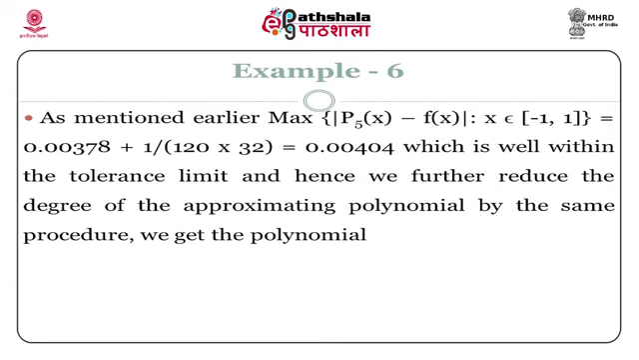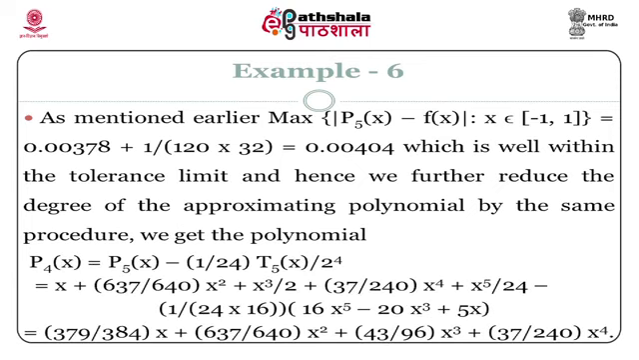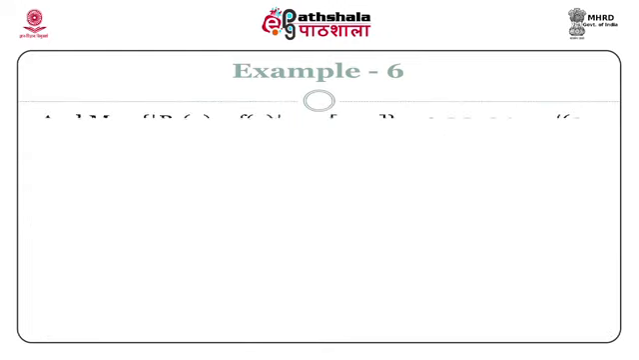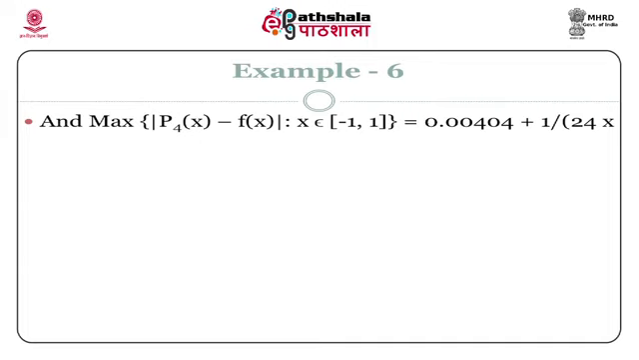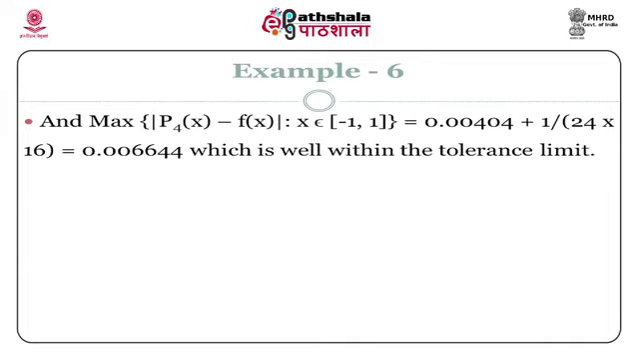So, now again we take P4(x) as P5(x) minus 1 upon 24 into T5(x) divided by 2 raised to 4, and on simplification we get P4(x) as 379 by 384 x plus 637 by 640 x square plus 43 by 96 x cube plus 37 by 240 x raised to 4. The maximum error, that is P4(x) minus f(x) over the interval minus 1 to 1, will be given by the earlier error 0.00404 plus 1 upon 24 into 16, totaling 0.006644, which is well within the tolerance limit.